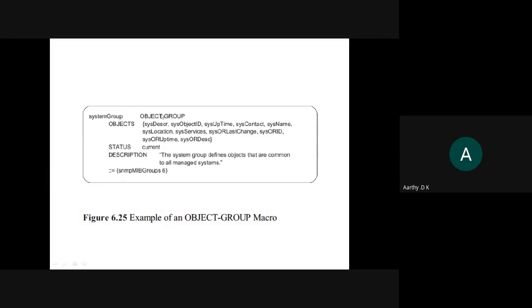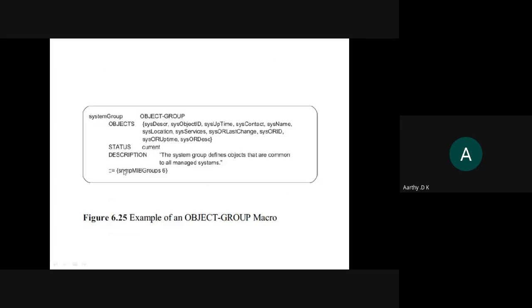So this is an example for an object group macro. This is your system group and it follows the object group macro, and these are the objects that are clubbed together, and you specify the status and description. As I told you, reference is an optional part, so you need not have the reference every time. And then you have the value, which is nothing but your object identifier, and that is what is given here, SNMP MIB group 6. This is the identifier of this particular object.